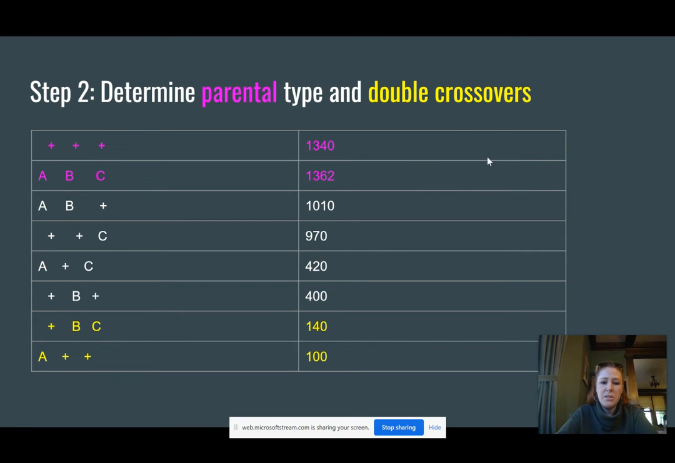The next step is to determine the parental types and the double crossovers. It's easy to quickly identify which are the parental types because they're more abundant. So we can see here that plus, plus, plus, and ABC are the parental types because they have the most individuals in the offspring. Similarly, it's easier to identify the double crossovers because they are the least abundant type. So here we see plus BC and A plus plus are the double crossovers.